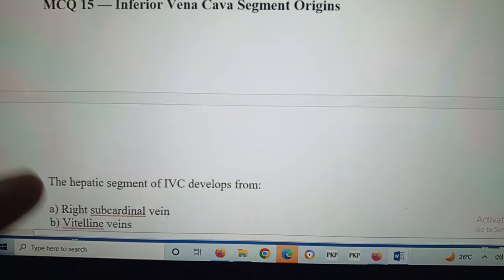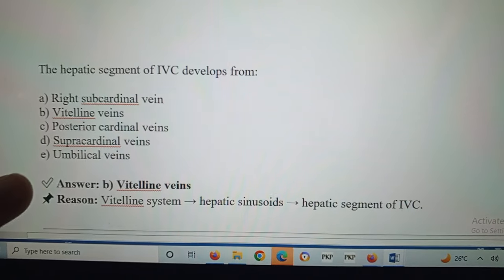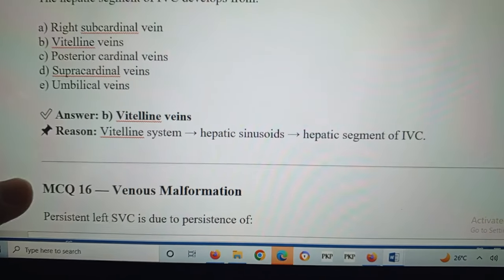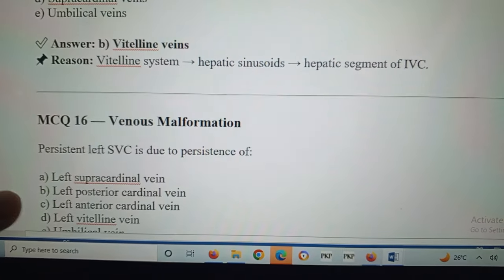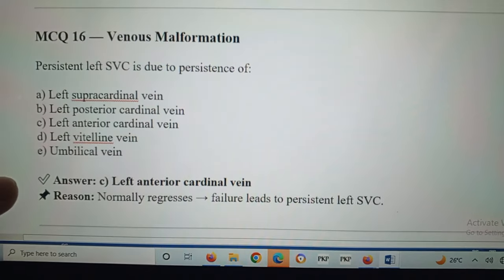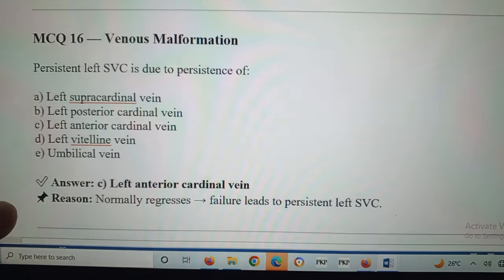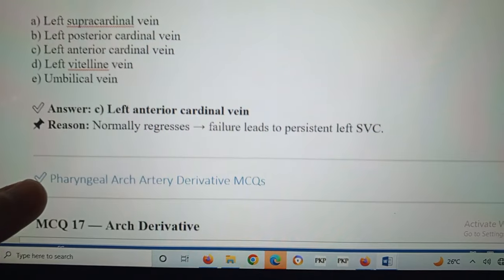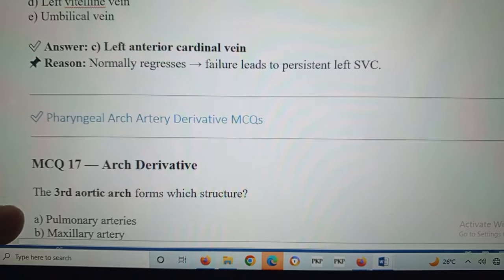Superior vena cava formation. The hepatic segment of inferior vena cava develops from the vitelline vein. Vitelline system forms the hepatic sinusoid. Hepatic segment of the inferior vena cava. Persistent left superior vena cava is due to the persistence of the left anterior cardinal vein. It normally regresses. Failure leads to the persistent left superior vena cava.